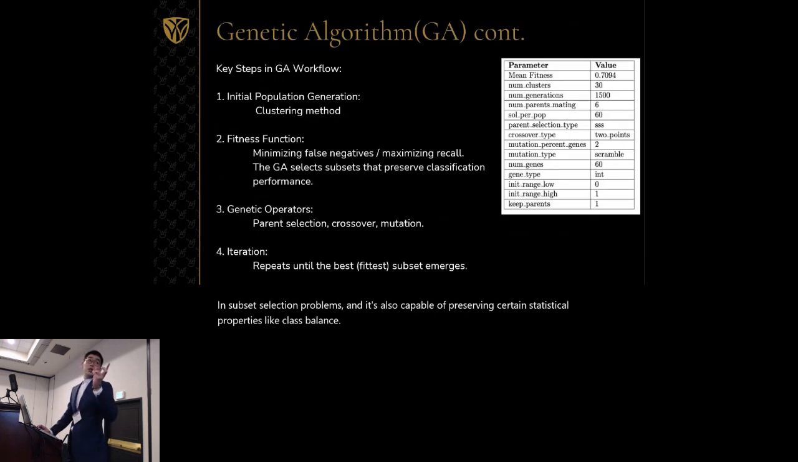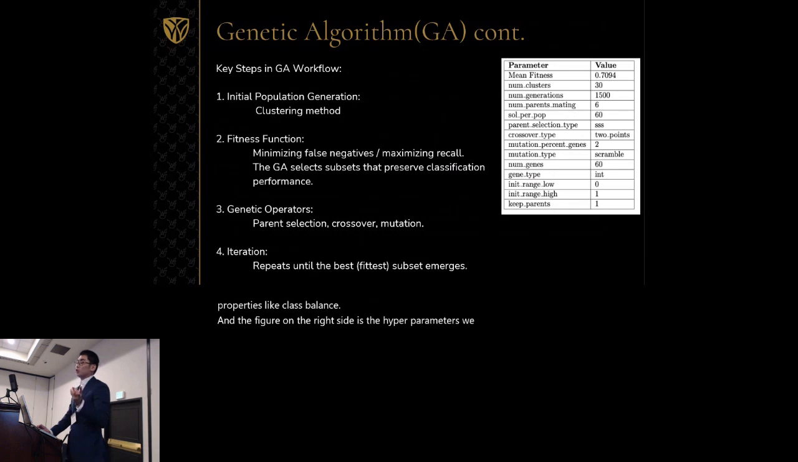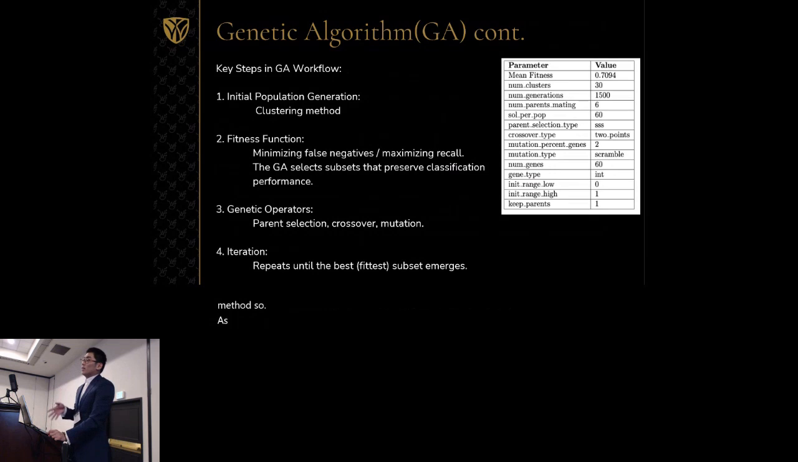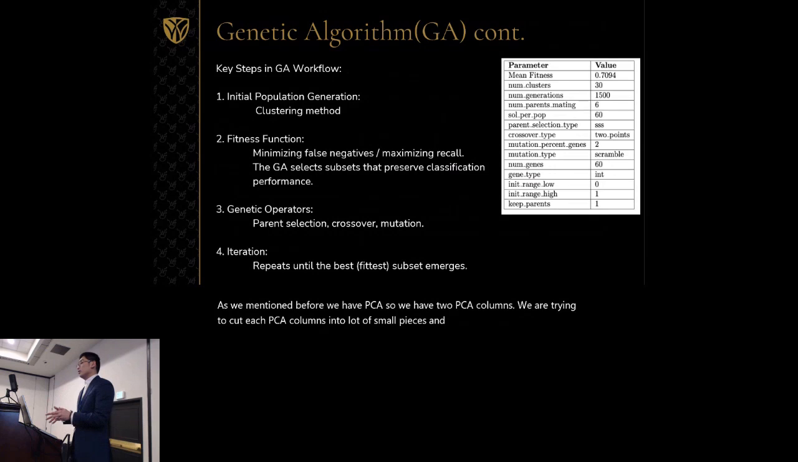The figure on the right side shows the hyperparameters we implemented in the genetic algorithm. The first key step in the genetic algorithm is initial population generation. In this project, we are using a clustering method. As we mentioned before, we have PCA, so we have 2 PCA columns. We cut each PCA column into a lot of small pieces and randomly select from each of them based on their PCA values.